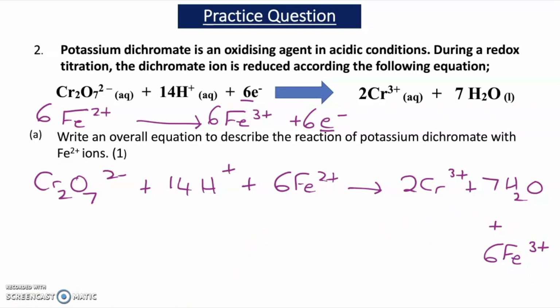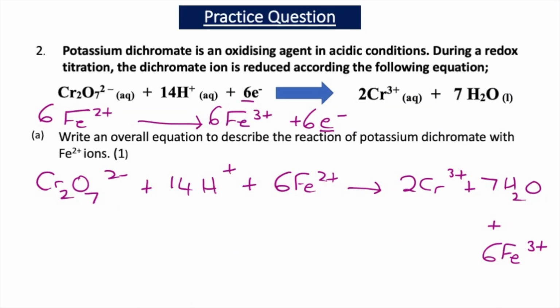Now when combining the two half equations, the electrons just simply cancel out. This is because we've got plus 6 electrons on the left hand side of the first half equation and plus 6 electrons on the right hand side of the second half equation. So when we combine these half equations by just simply adding them together, the electrons cancel out, and that's why the electrons do not appear in the overall equation.